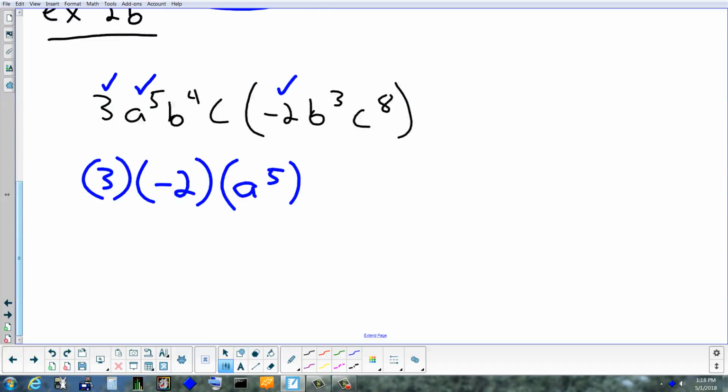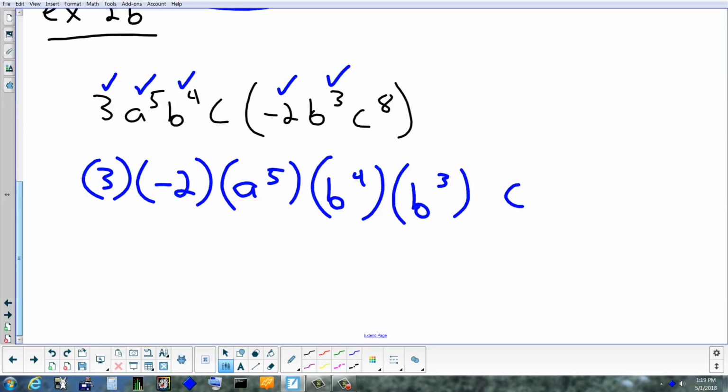A to the 5th. Do I have an a in the second one? Nope, then move on. B to the 4th. Do I have a b in the second one? B to the 3rd. And c to the 8th. I have a c in the second one. Do you have to put the exponent of 1? Nope. You have to remember it's there, but you don't have to write it.